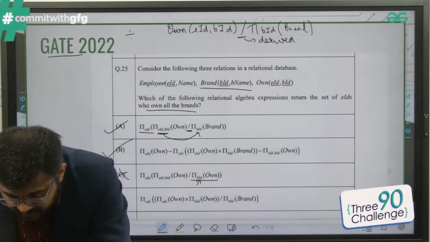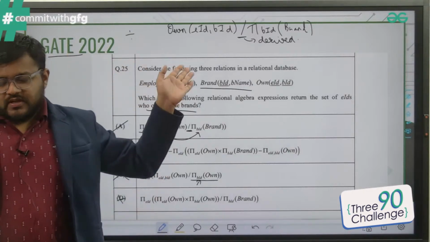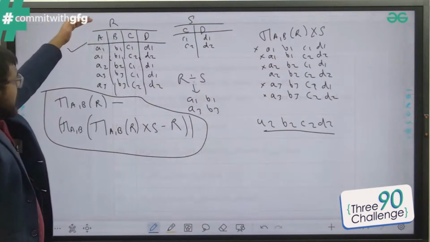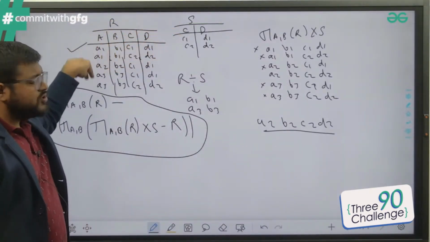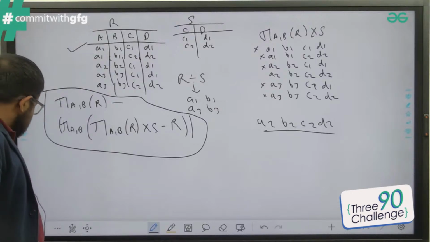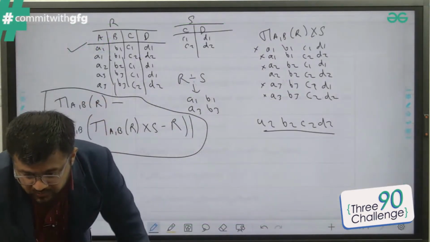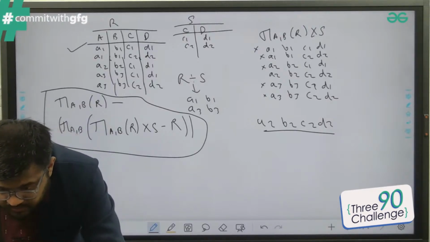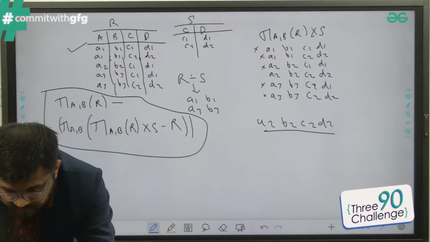Sir, if pi AB divided by pi A, it gives only pi B. Yes, so like if you have A and B attributes, in R you have A, B, C, D attributes, and in S you have C, D attributes. So in R divided by S you will have only A, B attributes. Okay, you understood how this is derived? Yes, Pawan, good.